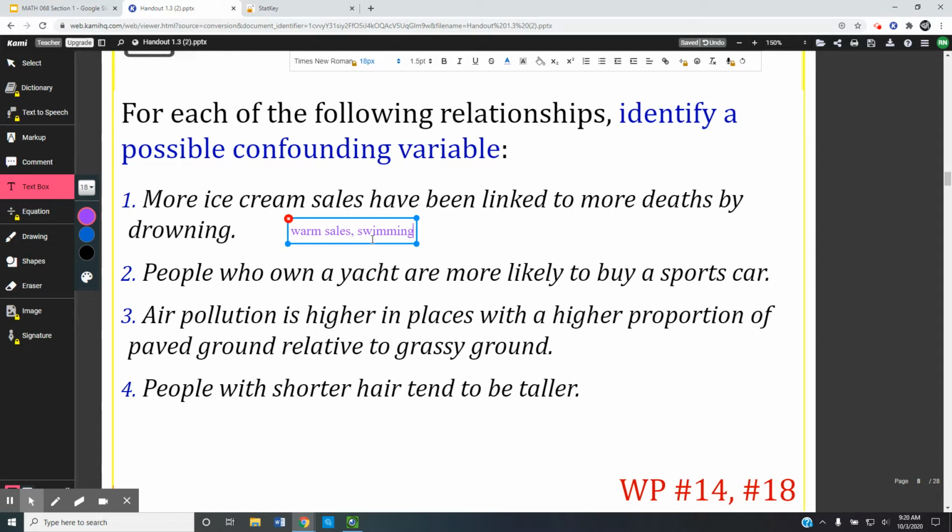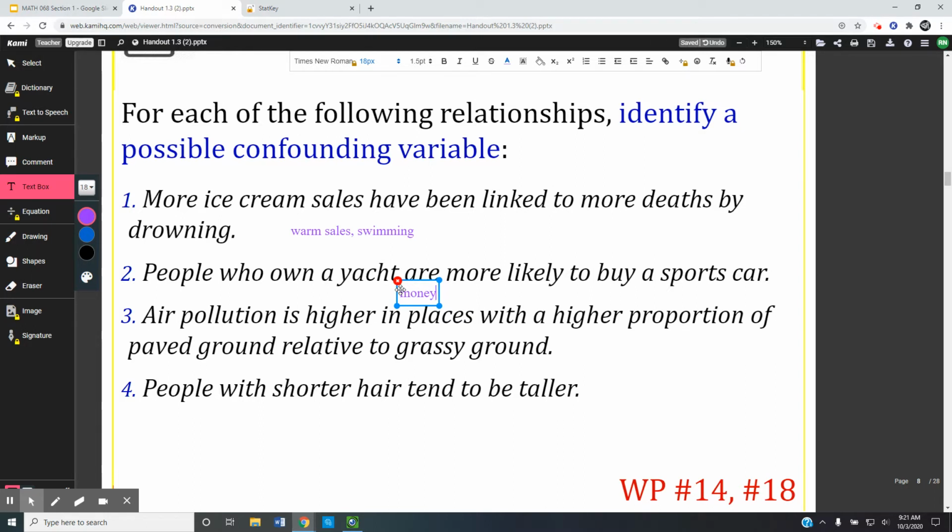People who own a yacht are more likely to buy a sports car. Okay, well, again, you don't go down and buy a yacht and they say, "Oh, here's your car, you get this too." It's wealth, right? The confounding variable here is the amount of money that you have. If you have enough money to buy a yacht, then you more than likely have enough money to buy a sports car, and maybe you want one.